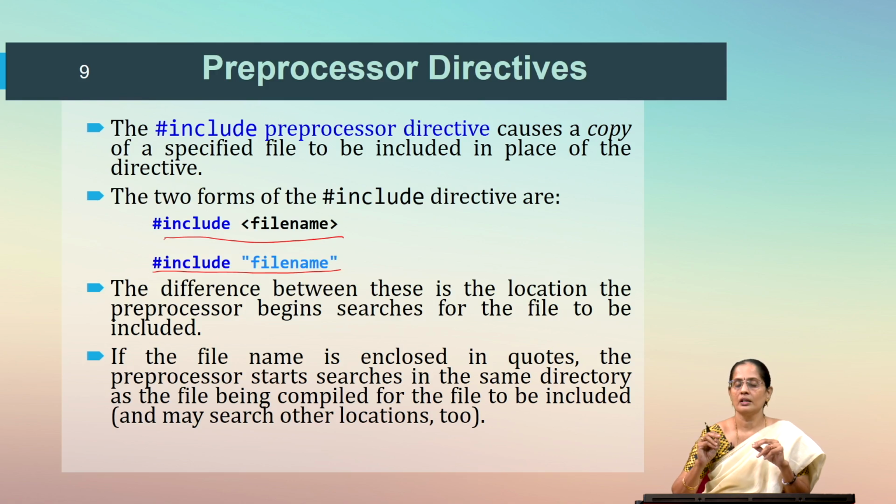If the file name is enclosed within double quotes, the preprocessor will start searching for the file in the same directory or current directory. If we give it within angle brackets, the file location will be searched by the compiler by itself. So, that is the difference between the two notations of hash include.